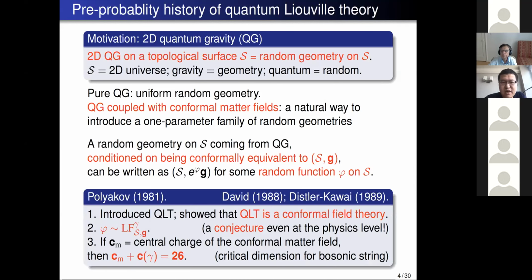In a groundbreaking paper, Polyakov introduced the quantum Liouville theory and showed that quantum Liouville theory is a conformal field theory. Moreover, he conjectured that this random function coming from quantum gravity actually follows the quantum Liouville theory. And suppose this conformal matter here has central charge c_m, then this central charge is related to the central charge of the Liouville theory by this magic formula. Here, this magic number 26 is actually the so-called critical dimension for bosonic string theory.